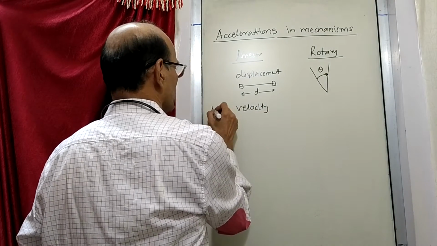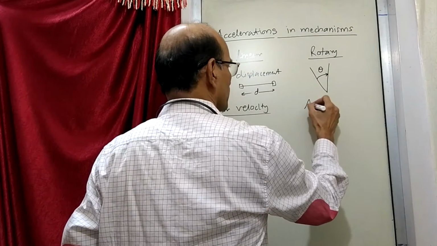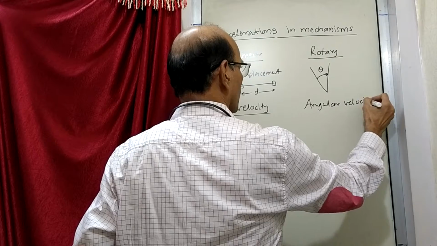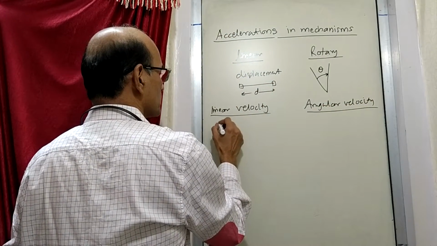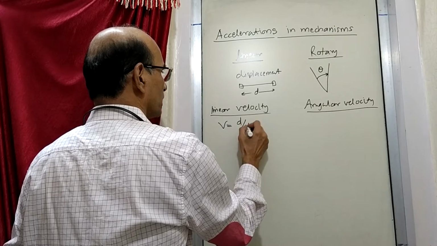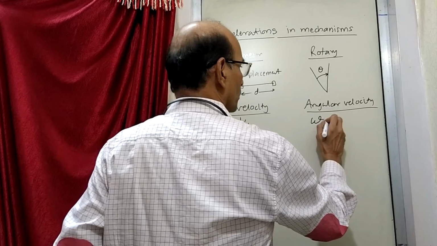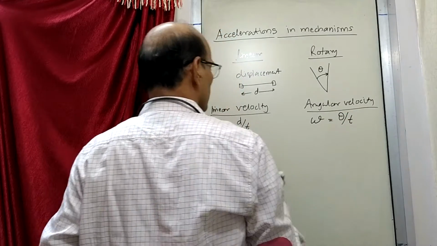Then when you say velocity here, this is a linear velocity, and here it is angular velocity. For linear velocity, we divide the distance by time. Here angular velocity we denote by omega, and then here we divide the angle by time.